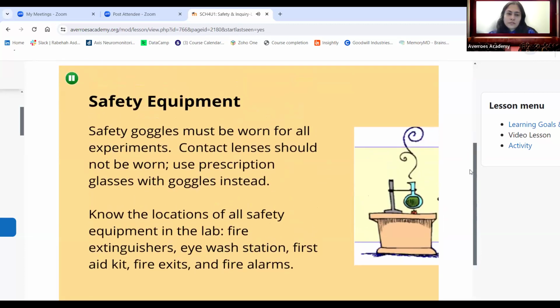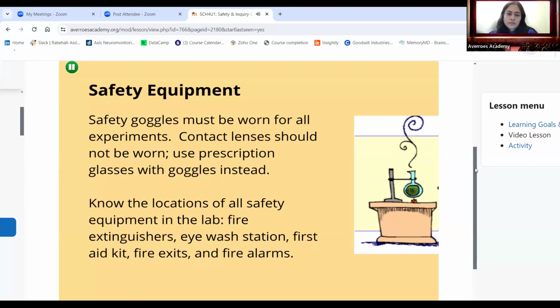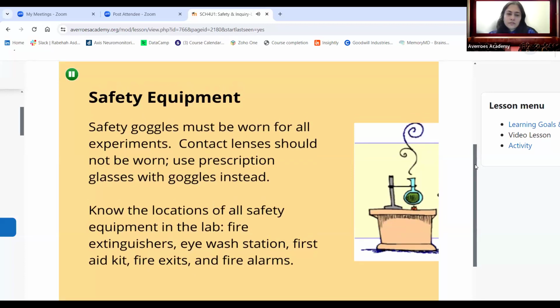With regards to safety equipment, safety goggles must be worn for all experiments. Contact lenses shouldn't be worn. Use your prescription glasses with goggles instead. Know the location of all safety equipment in the lab, including your fire extinguishers, eye wash station, first aid kit, fire exits, and fire alarms.